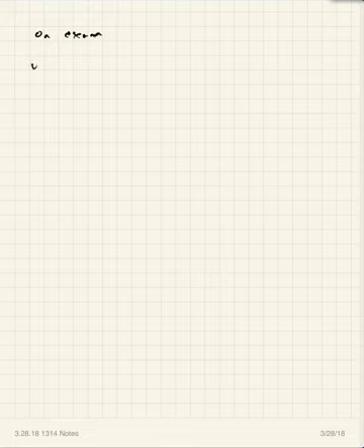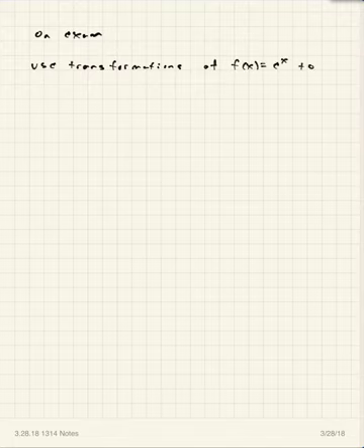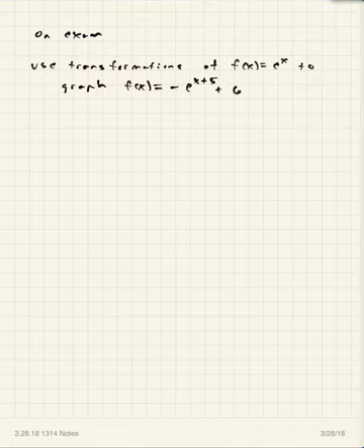So on an exam, I might ask like this. I might say, use transformations of f of x equals e to the x to graph f of x equals the negative of e to the x plus 5, plus 6, let's say, like that. This would be as hard as it would get. So what do you got going on here?